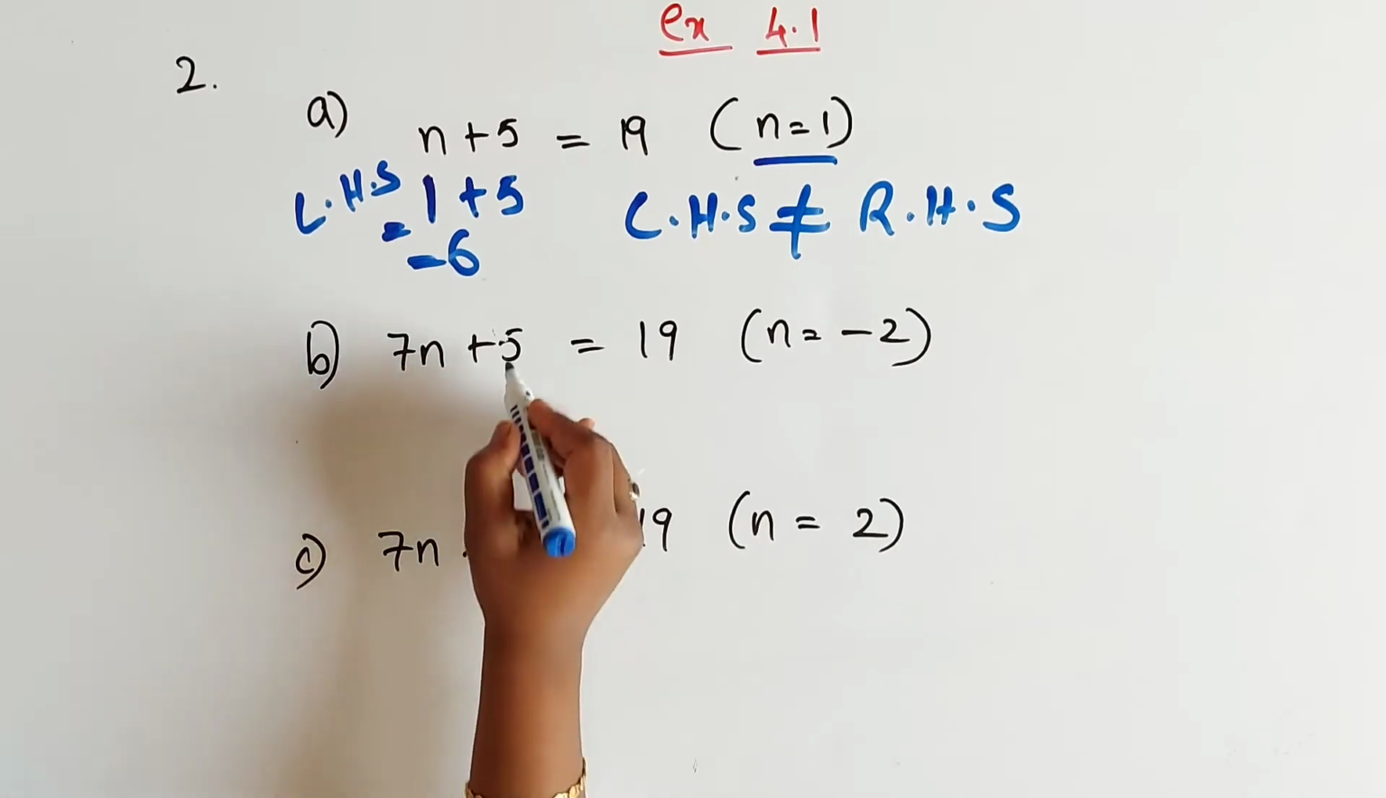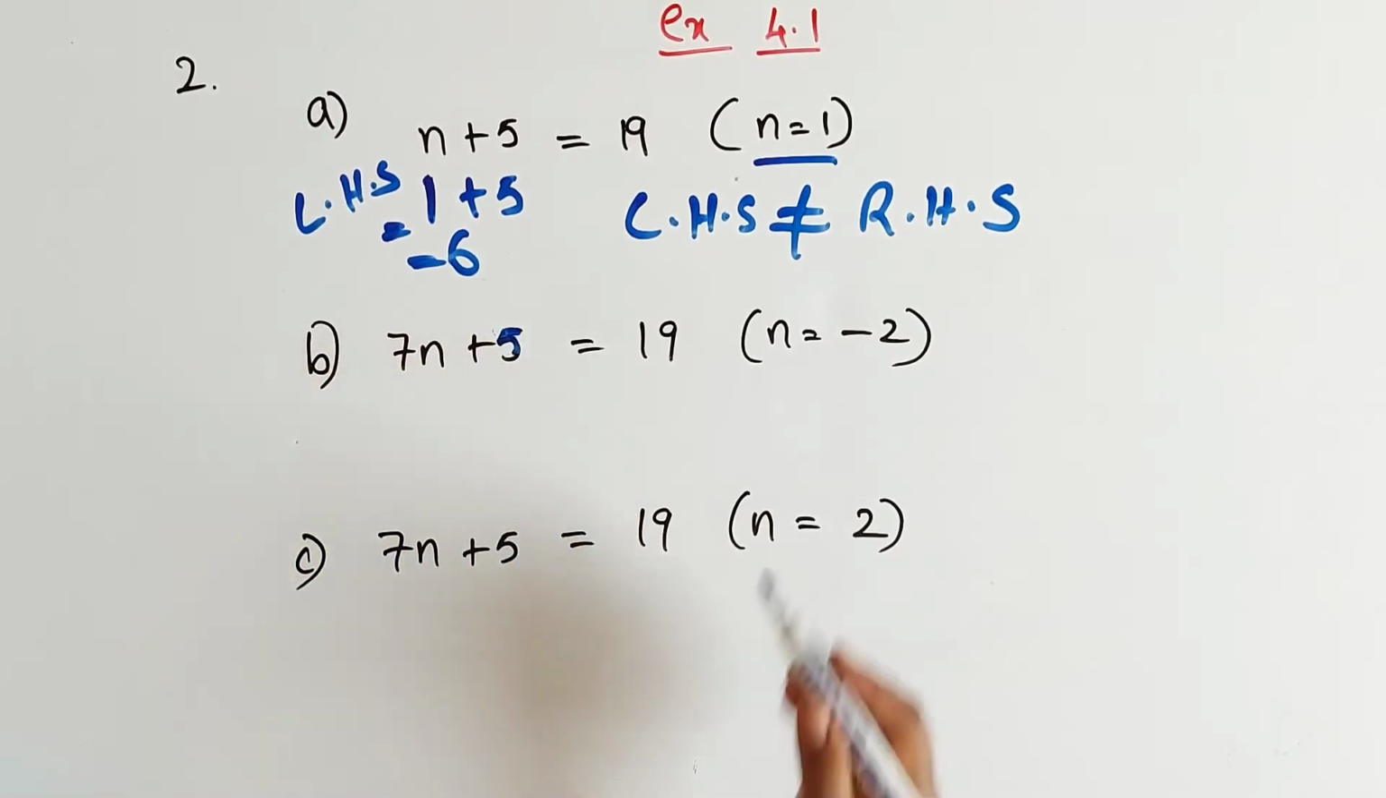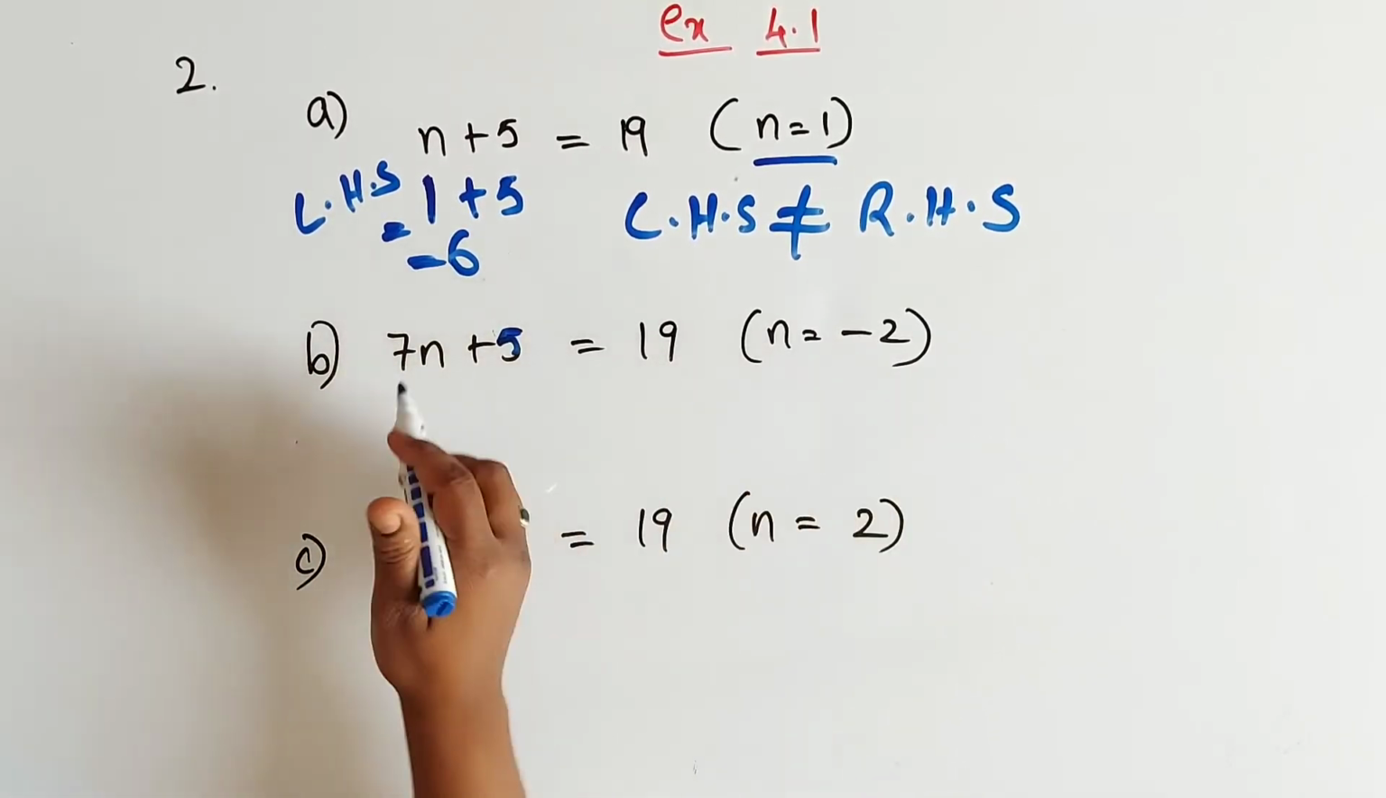Second one, 7n plus 5 equal to 19. N equal to minus 2. Now put n equal to minus 2 here.